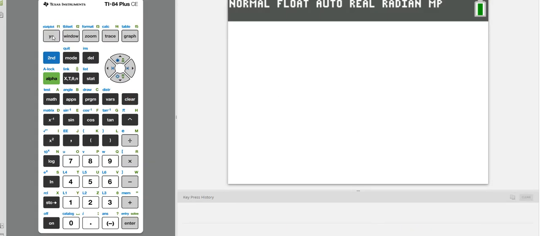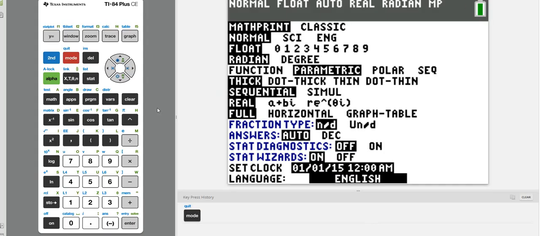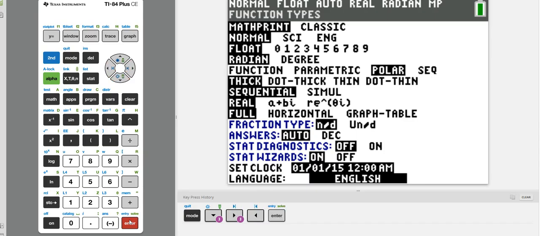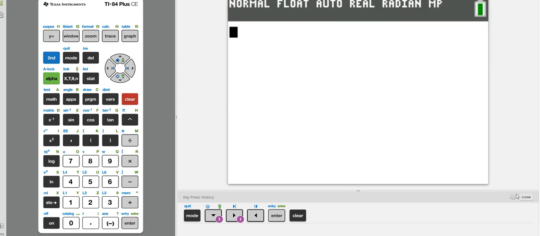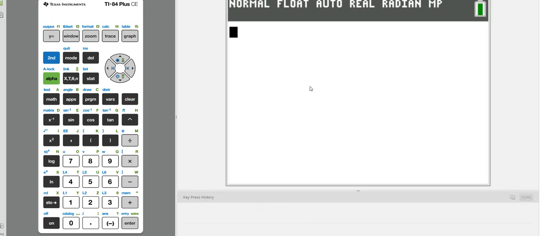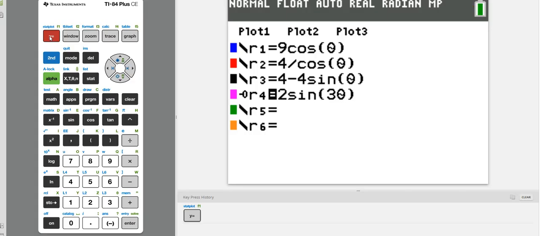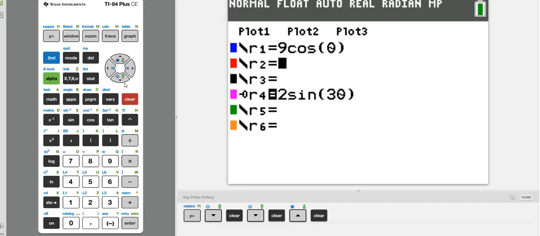Now, of course, to enter in my calculator, I got to do something first. Does anyone know what it is? Change the mode. We want to be in polar mode, not parametric mode or something else. So go down to function, go across to polar, press enter there. So now you're in polar mode. I can hit the clear key to get out of here. Now when I press the y equals key, I get things in r as opposed to things in x and y. Let me clear out these formulas here.